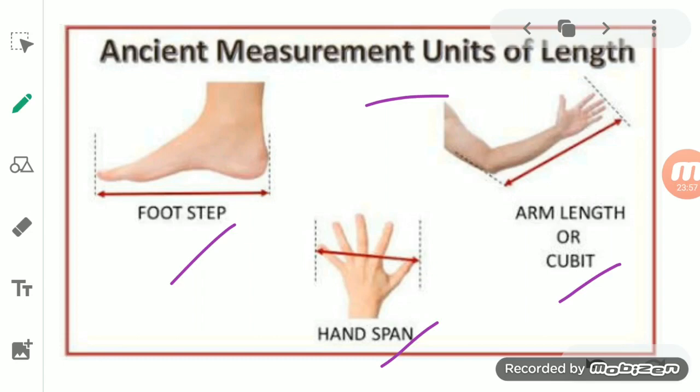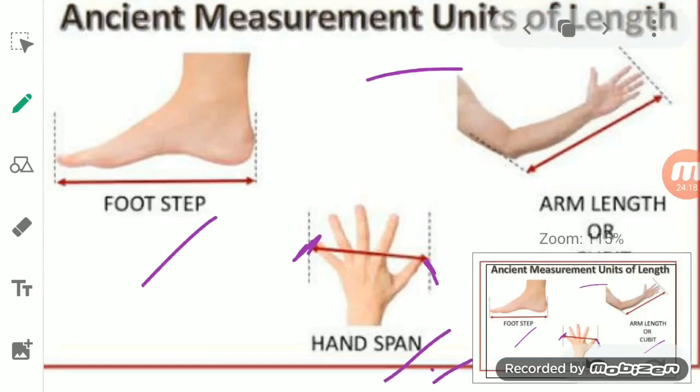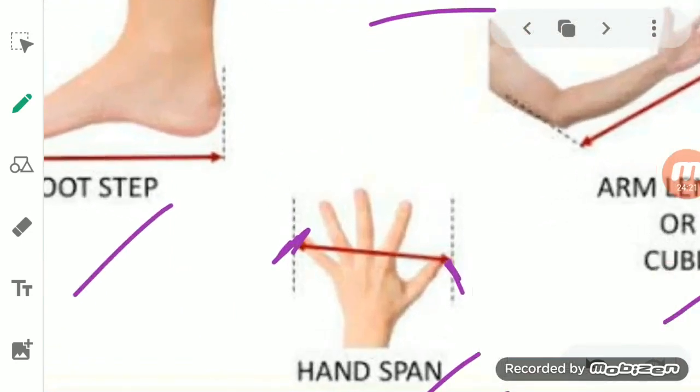So in ancient times, the units of length were different parts of the human body. For example, if we talk about the hand span, what is it? It is the distance from the tip of the thumb to the tip of the little finger. When we fully stretch our hand, the distance from the tip of our thumb to the tip of the little finger is our one hand span.